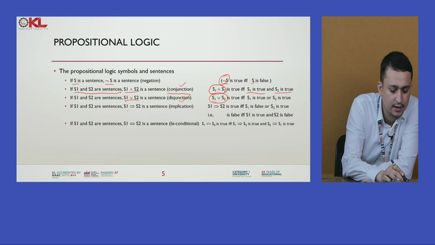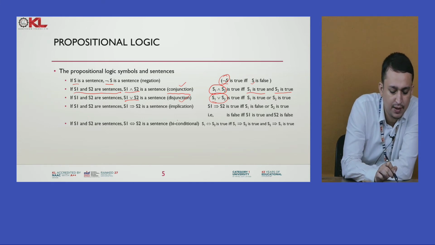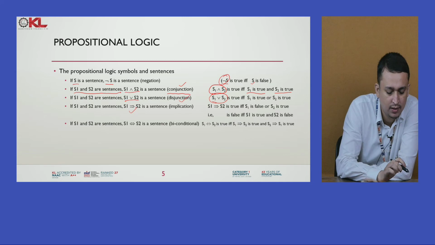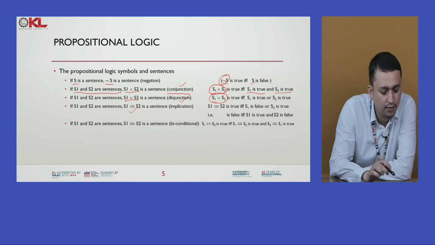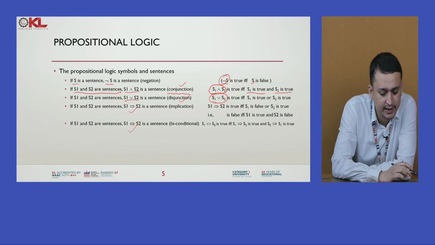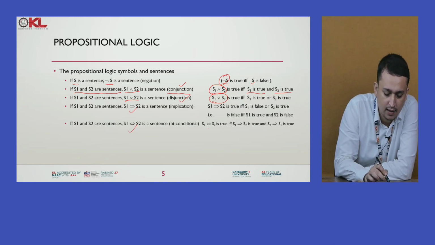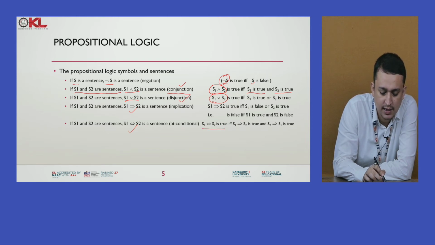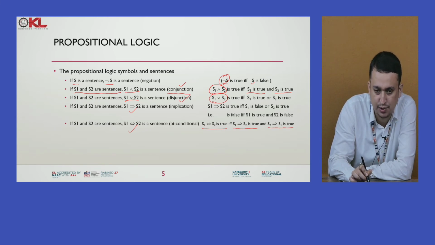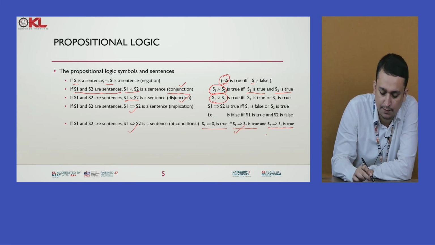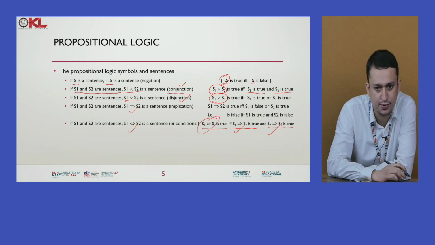Then the next is implication. We have already gone through implication. Then bidirectional, the biconditional: S1 biconditional S2 is considered true if S1 implies S2 is true and vice versa, S2 implies S1 is also true. If it satisfies both parts, then we can consider this as true.